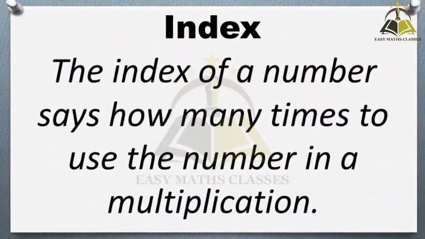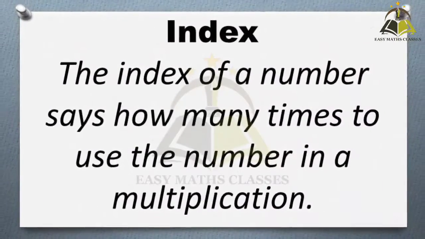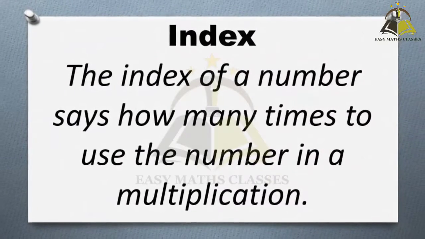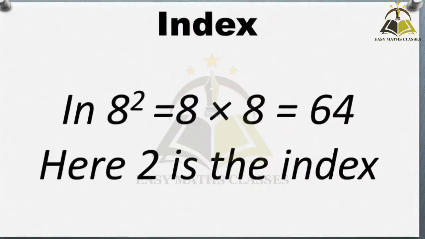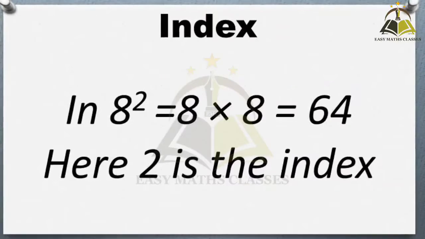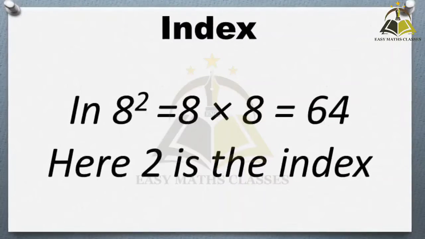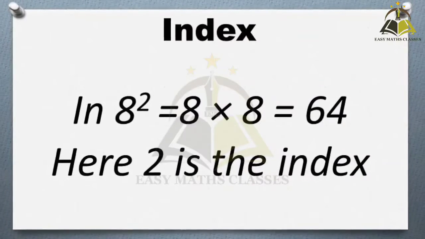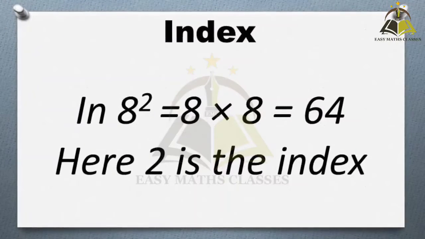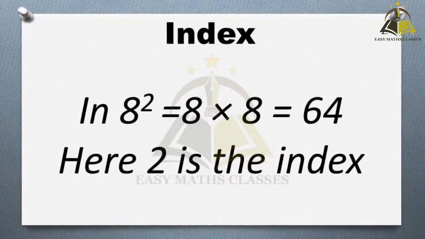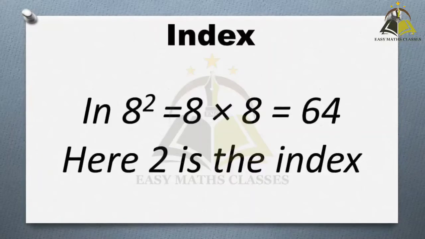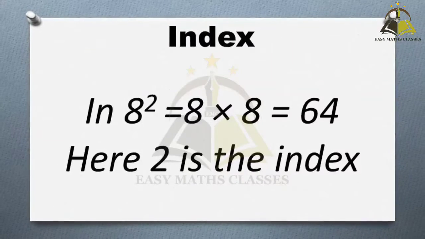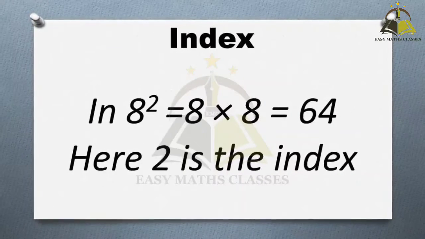Index. The index of a number says how many times to use the number in a multiplication. For example, 8 to the power 2, which means that 8 into 8, that is 64. So here 2 is the index. यहाँ 8 to the power 2 का मतलब है 8 को 2 बार मल्टीप्लाई करना है. So यहाँ पे 2 इंडेक्स है.